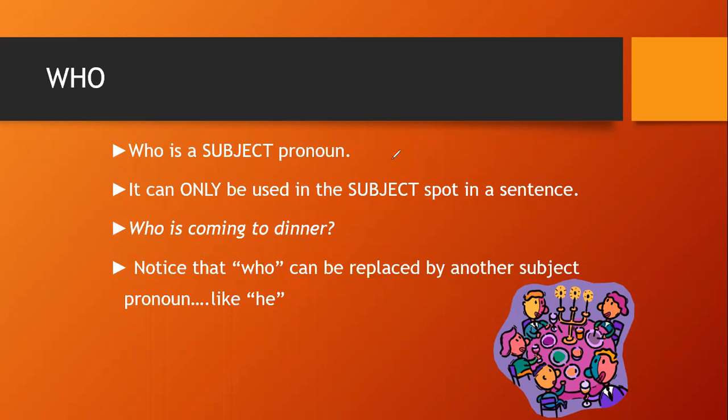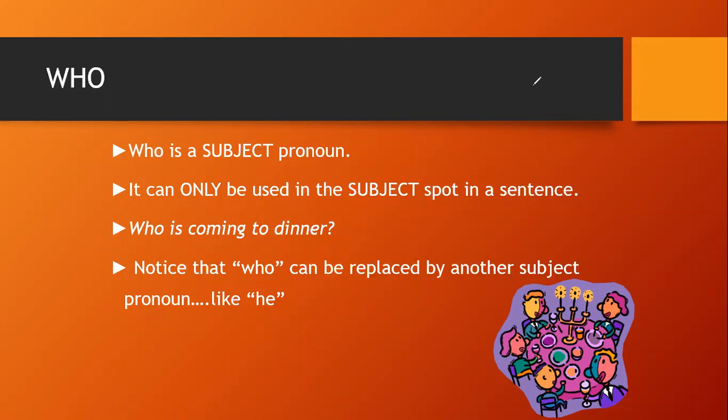Well, for example, who is coming to dinner? If I want to answer this question, then my answer would be, Raghav is coming to the dinner, or he is coming to the dinner. So this Raghav or he, we can replace it here. So it means he is a subject. Instead of he, we are using who, and he is a subject. In this way, who can be used in the subject spot.